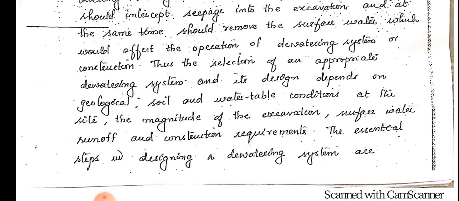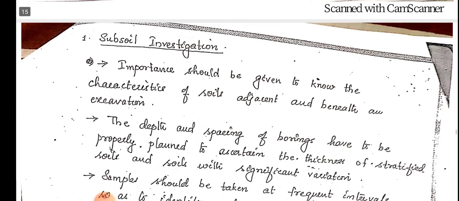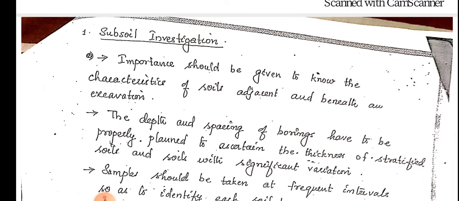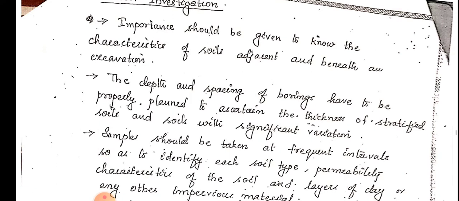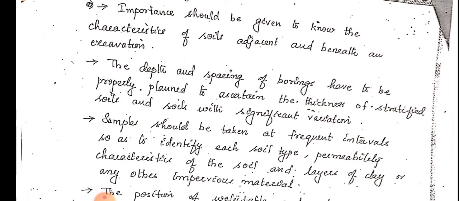The essential steps in designing a dewatering system are, so which are the essential steps for designing a dewatering system? First of all, subsoil investigation. We have to investigate the soil, that is the subsoil. Then only we can choose which dewatering system is suitable for such type of soil. In subsoil investigation, importance should be given to know the characteristics of soil adjacent and beneath an excavation.